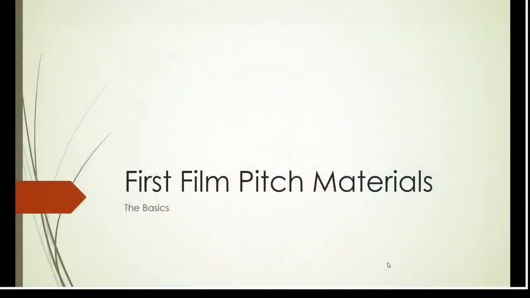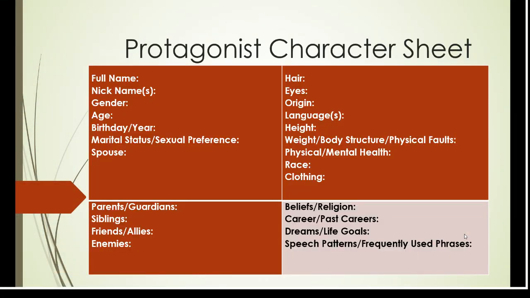So here we go. We've got our first film pitch materials. The first thing is a protagonist character sheet. For this pitch, I'm only going to have you do the protagonist character sheet. You're going to have to do one for the antagonist and actually all the characters for the final pitch that you do for Lance at the end of the semester. But right now we'll just do the protagonist so you can really think through who they are. I've given you a handout, so you can just fill in all those blanks.